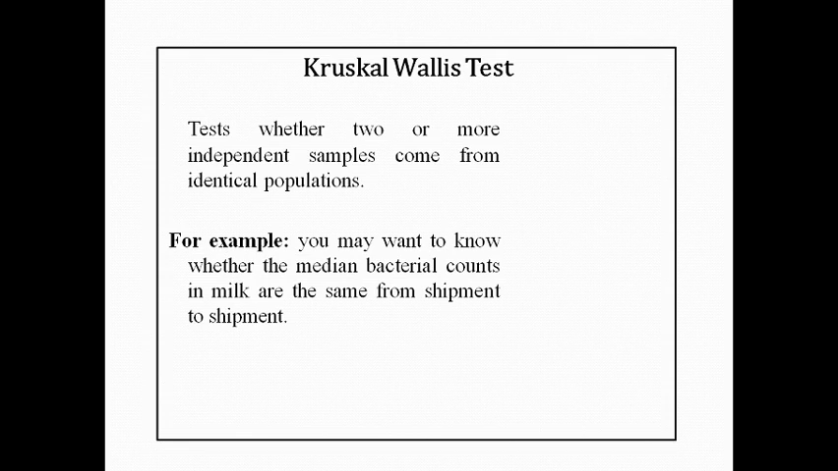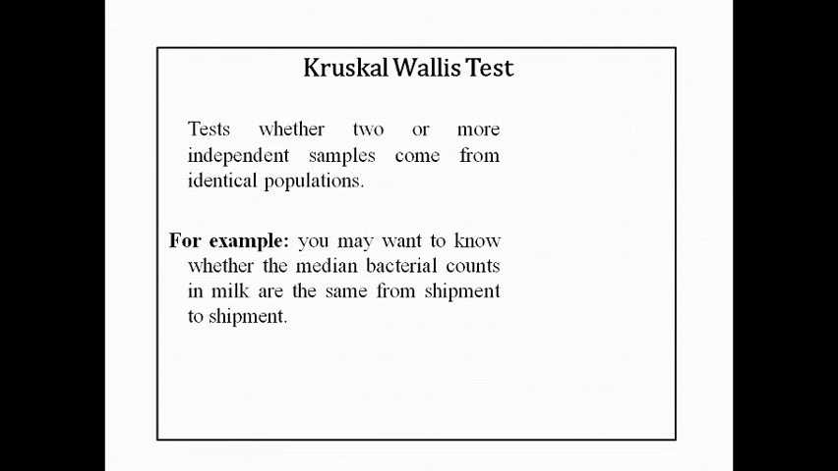We know that if you want to run the ANOVA, we first need to check its assumption, and the assumption is that data should be normally distributed. So if your data is non-normal, then we can go for the Kruskal-Wallis test. This test checks whether two or more independent samples come from identical populations or not.